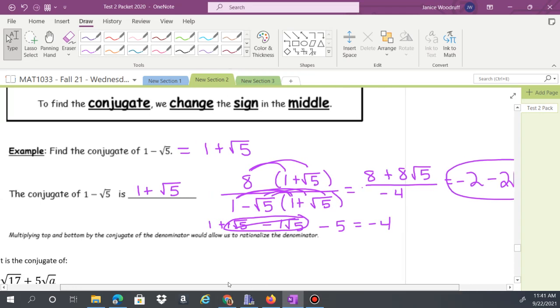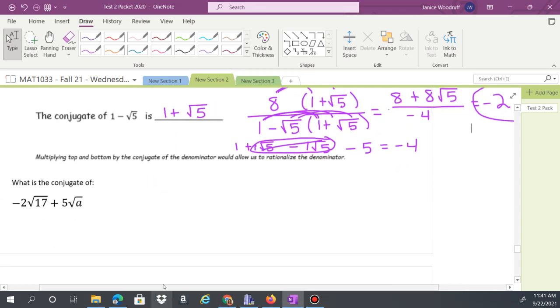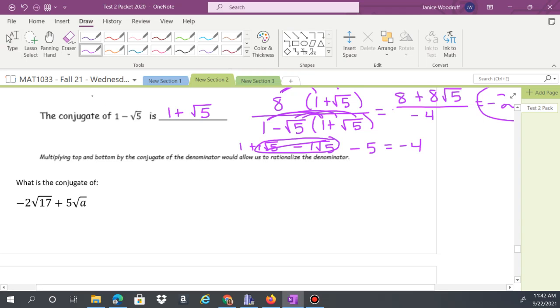Okay, so if I have my next example, what is the conjugate of negative 2 root 17 plus 5 root a? What would that be? What does it say to change in that big box? The sign. What sign? In the middle, this one. That's all you got to do. You don't change this sign just because it's negative. It's the same. You do change that plus to a minus. That's it.